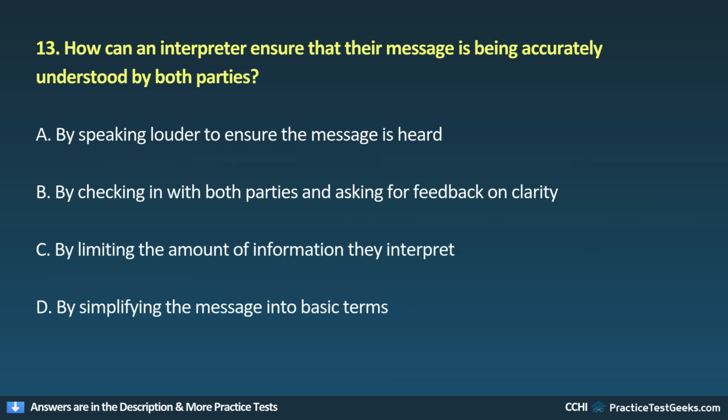13. How can an interpreter ensure that their message is being accurately understood by both parties? A. By speaking louder to ensure the message is heard. B. By checking in with both parties and asking for feedback on clarity. C. By limiting the amount of information they interpret. D. By simplifying the message into basic terms.